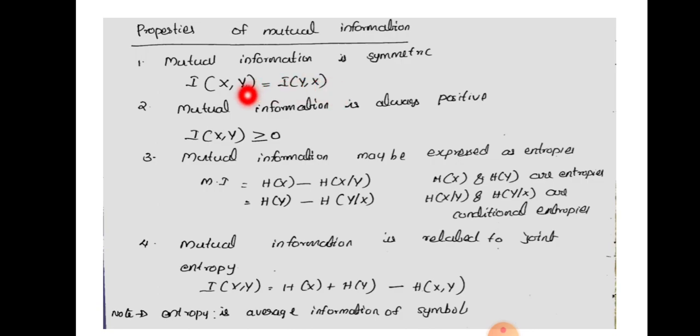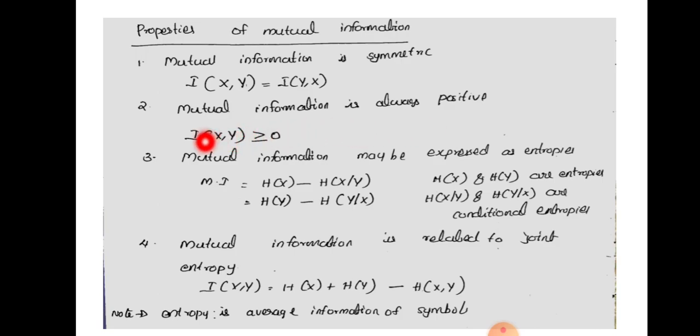Suppose we are changing the input and output. First, we transfer X as the input and receive Y, and then we calculate the information transferred when Y is transmitted as input and X is received as the output. In both cases mutual information is symmetric.